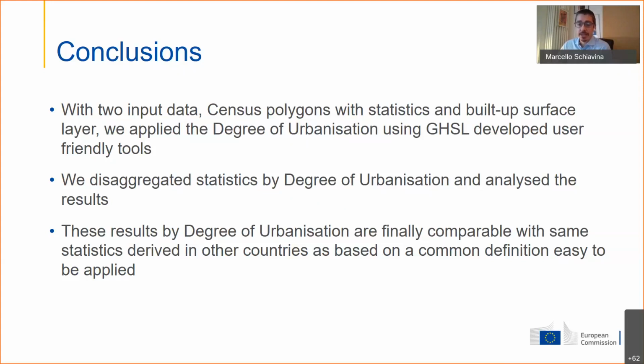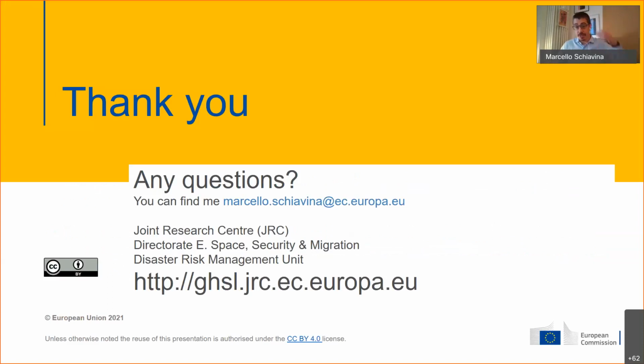Well, you can say that these statistics could have been summarized using the national definition without all this process. That's true, but I see at least 2 main advantages. First, the classification is much more detailed, as from 2 urban-rural classes, we go to 7 classes. And second, and maybe more important, these results are finally comparable with the same results from other countries, making international comparison of statistics possible, as all is based on a common definition. So with this I conclude.